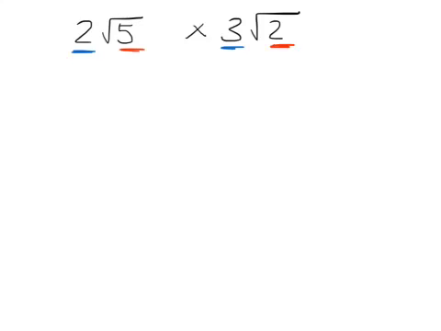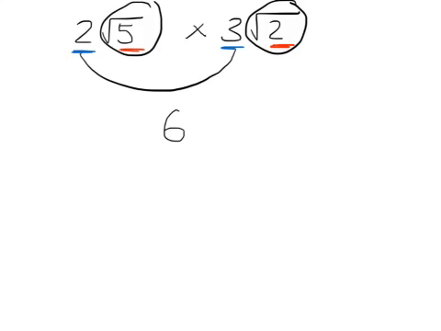So just like fractions, you can just multiply across. So all you've got to do here is multiply 2 times 3. So these two multiply together to get 6. And the roots multiply together to get root 10. And that's all you've got to do. So that would be your answer.